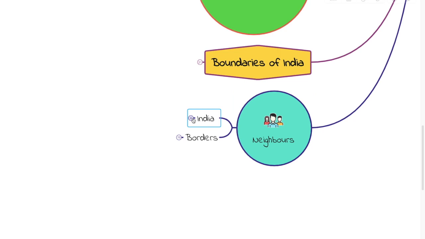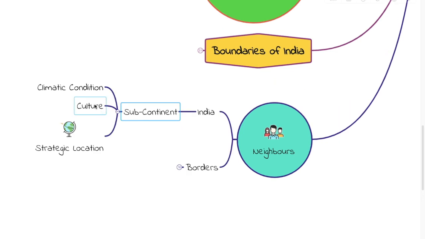Who are they? India in itself is called a subcontinent. Why is that? Because of its unique climatic condition, very distinct cultural identity and strategic location. Suppose a question comes as, why is India called a subcontinent? Close your eyes and picture these 3 points: climatic condition, culture and strategic location. And then you can put your words into it. But just remember these 3 points.